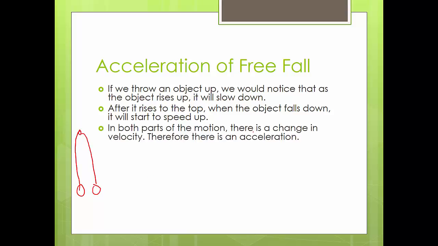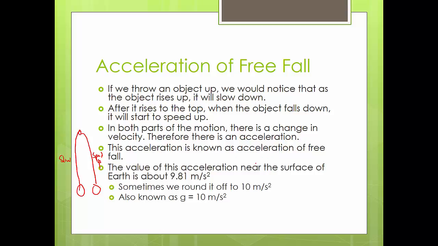In both parts of the motion, there is a change in velocity, slowing down and speeding up. So in both parts of the motion there's an acceleration, and this acceleration is known as the acceleration of free fall. The value of this acceleration near the surface of the Earth is about 9.81 meters per second squared. Usually we round it up to 10 for simplicity's sake. And the symbol we use, instead of a, is g. g equals 10.